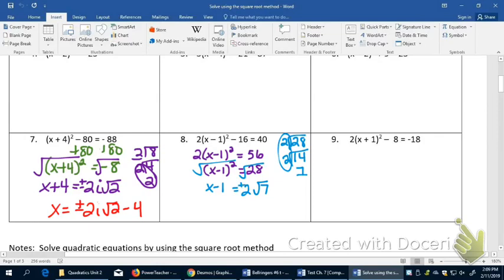Don't forget your plus or minus. And then what do you do for the final answer? Add 1. So plus or minus 2 square root of 7 plus 1.